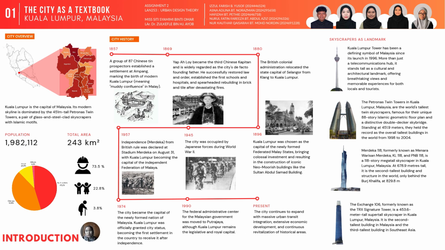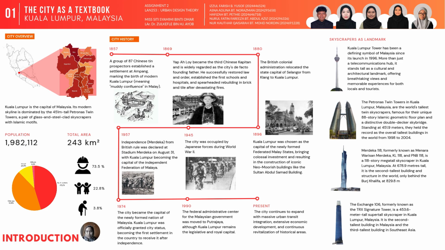Kuala Lumpur is the capital of Malaysia. Its modern skyline is dominated by the 451-meter tall Petronas Twin Towers, which is a pair of glass and steel-clad skyscrapers with Islamic motifs.